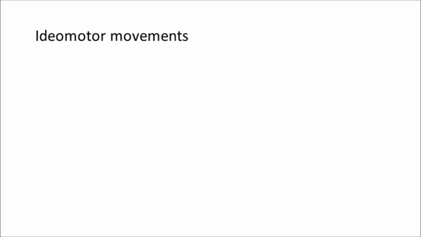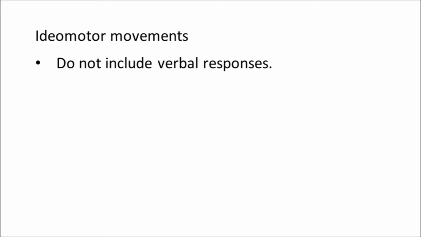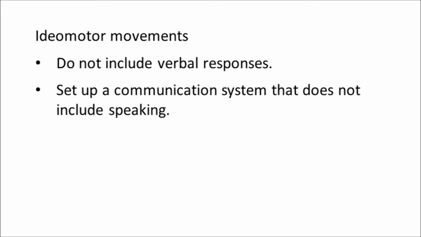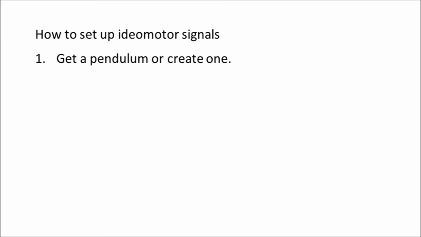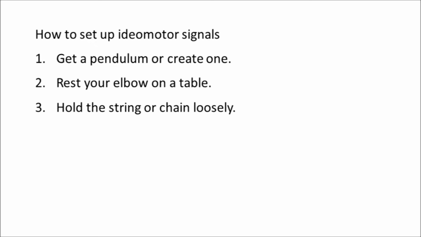Because ideomotor movements do not include verbal responses, what we must do is set up a communication system that doesn't include speaking. The easiest way to do this is with a pendulum. Try this simple experiment. Get a pendulum or create one by tying a piece of string to a ring. You can also use a necklace or a gold chain of some sort that swings easily in all directions. Something 8 to 10 inches long is ideal. Rest your elbow on a table with your arm straight up and your hand parallel to the table. Hold the string or chain loosely in between your index finger and thumb.